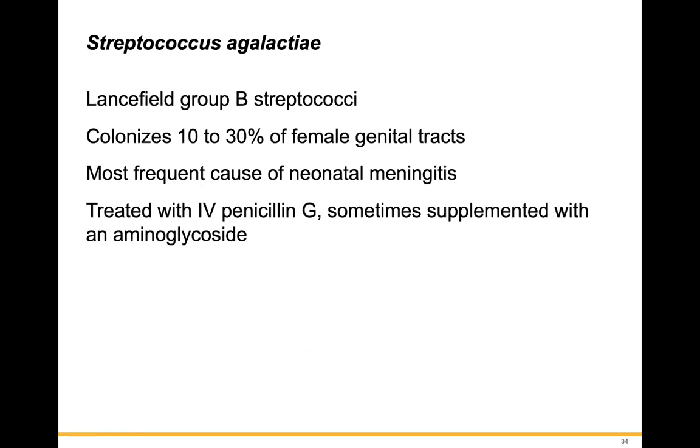So group B Streptococcus colonizes 10 to 30% of females in the genital area, the vaginal tract. It's also the most frequent cause of neonatal meningitis, and it's treated with penicillin, like I said, right before giving birth, if the female is GBS positive. And again, this is a common test that's done in the US within the 3rd trimester.